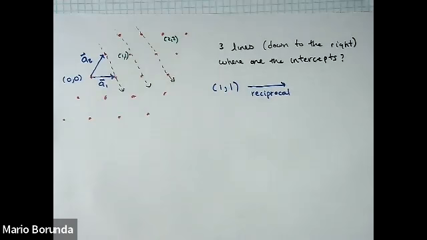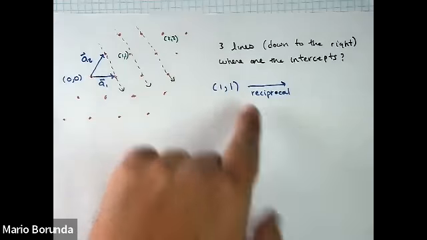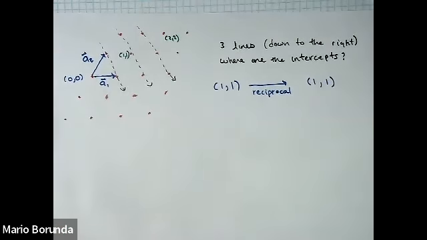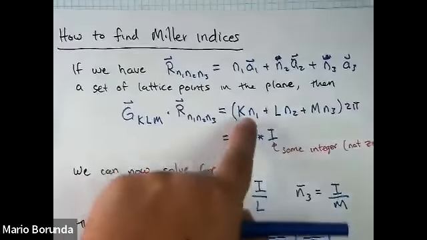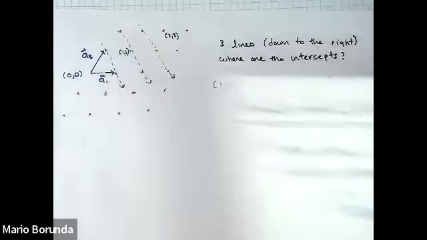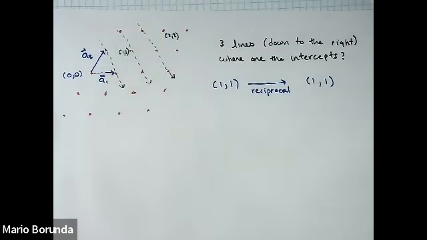What is the reciprocal of 1? Okay, so yeah, if we just were to do it in these units, we would have 1, 1, right? Because we're looking at this index, KLM versus 1, 1. So that would be the reciprocal.